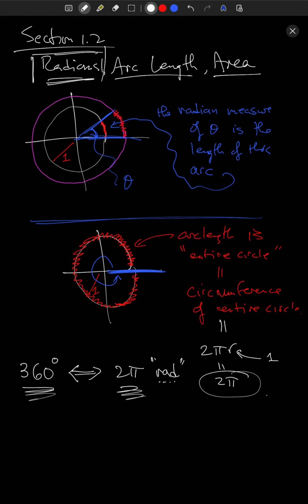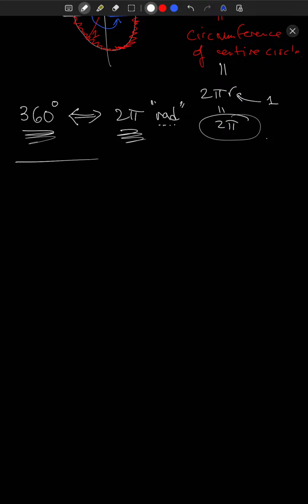All right, so let's take a look at a few basic angles, and let's see what their radian measures are, just to get a feel for this new way of sizing an angle. So what is a 90 degree angle in terms of radians? How many radians is it?